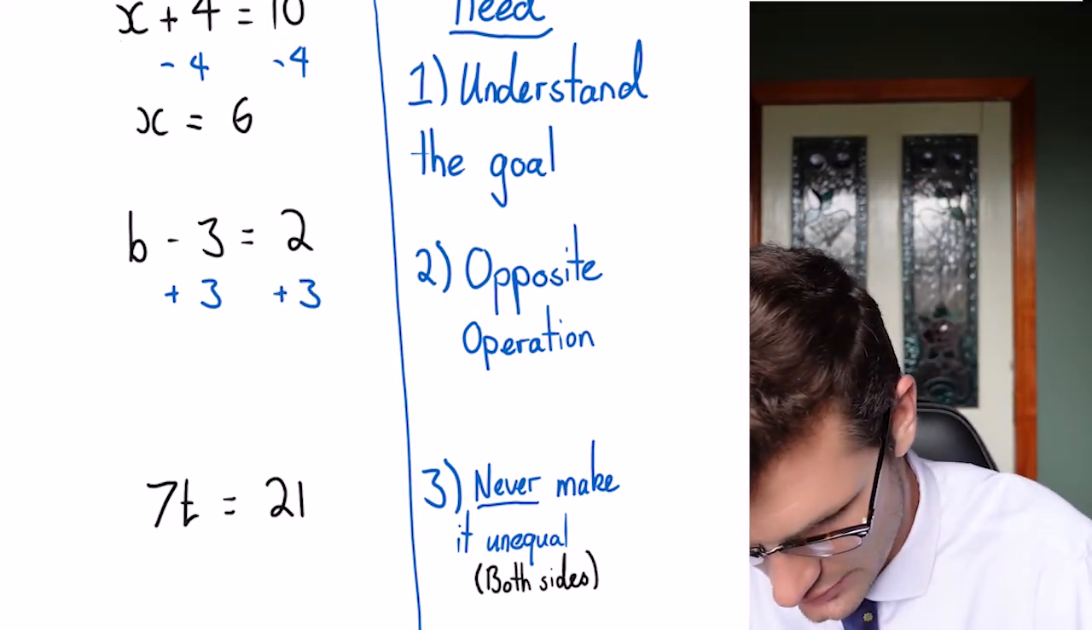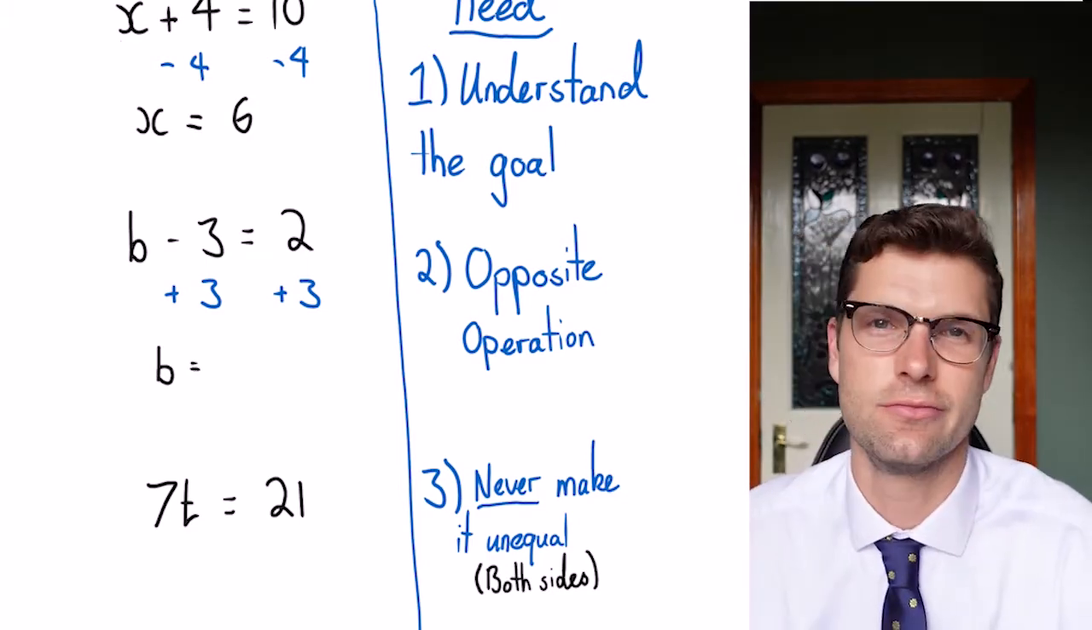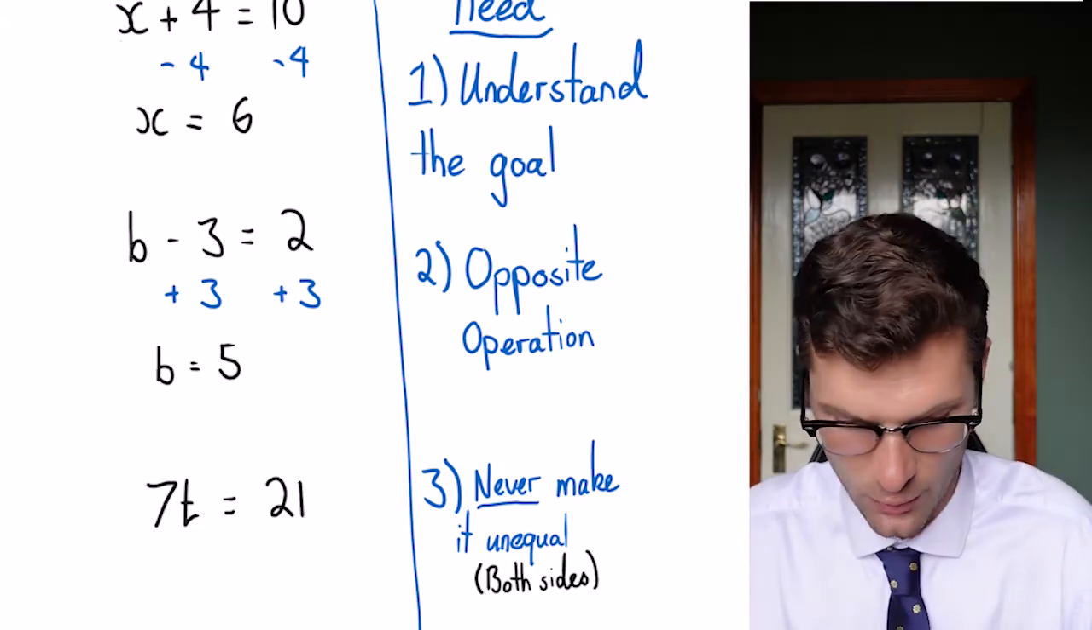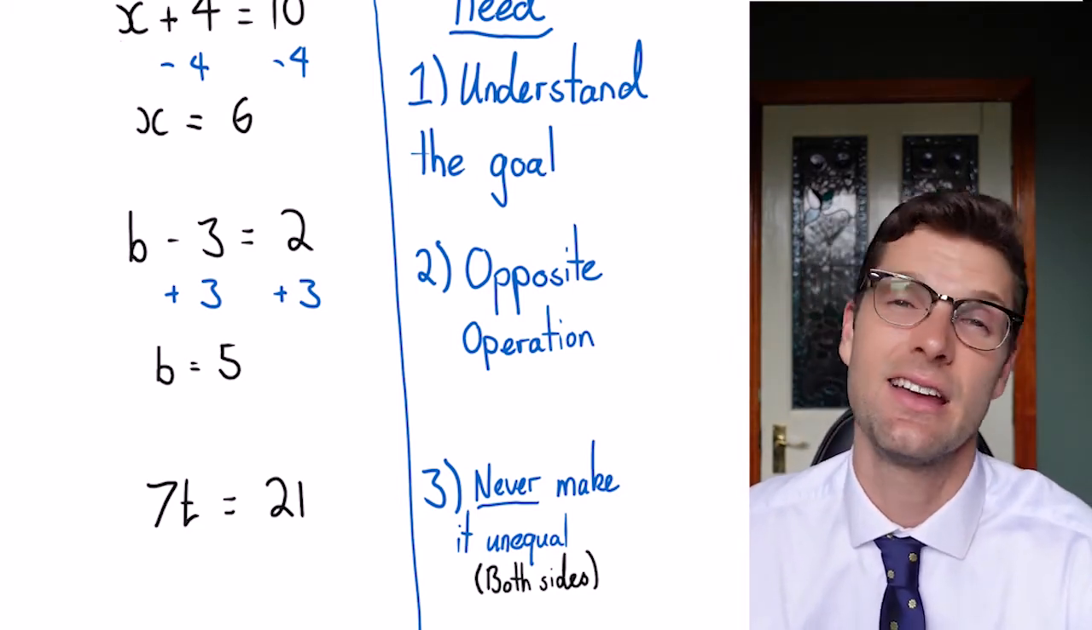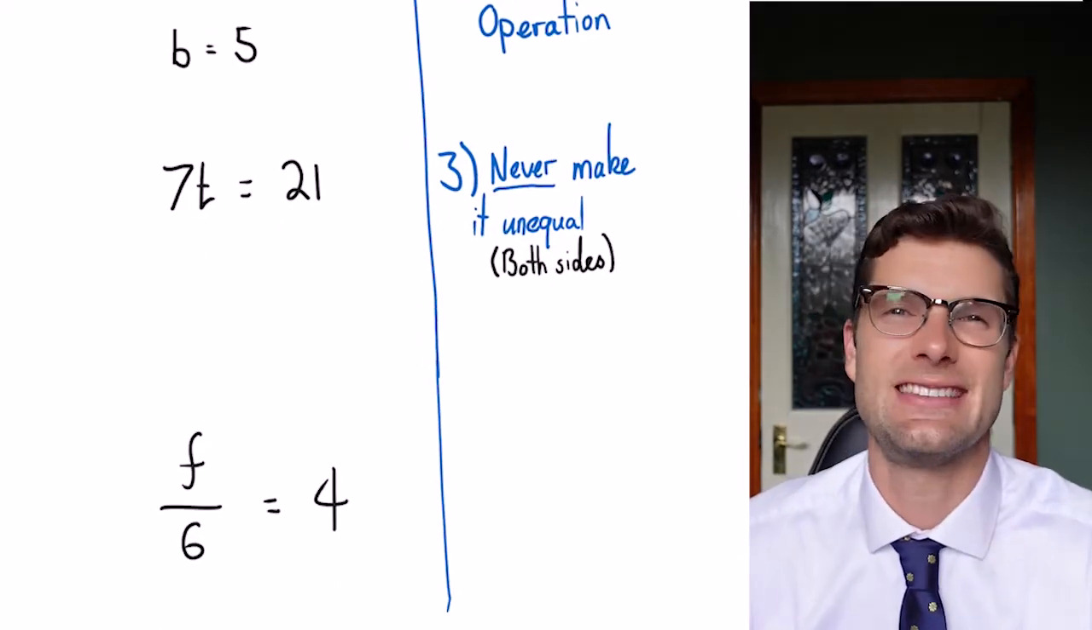So I'm going to plus 3 as well. So that leaves me with b is equal to 2 plus 3 is equal to 5. Happy days. We can check that again. 5 minus 3 equals 2. These ones look a little bit harder, but it's the exact same.